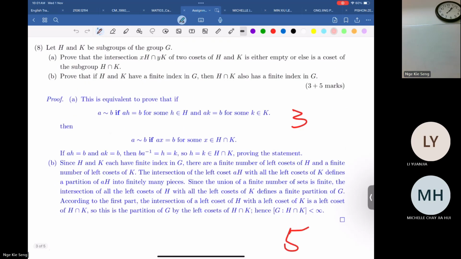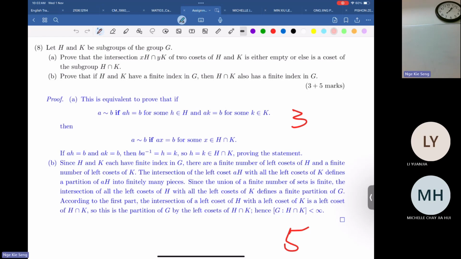Number 8. Most of you do it okay, just that sometimes the proof is quite long. My part A is quite straightforward here. I just straight away use that it partitions the group, so it's actually an equivalence relation, and I can write down what the equivalence relation is. But you guys show it using sets. It's okay, you can show it using sets, but it's quite long, and some of you leave out some of the parts. You didn't write it completely.